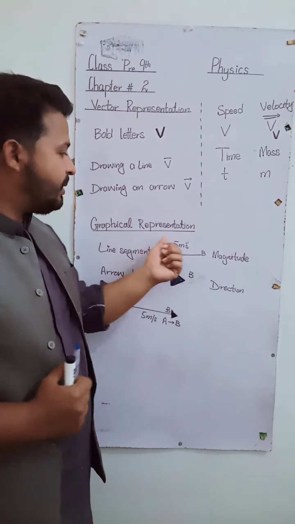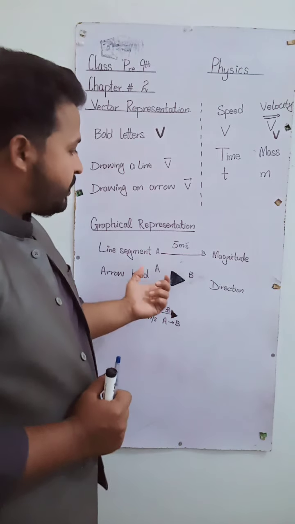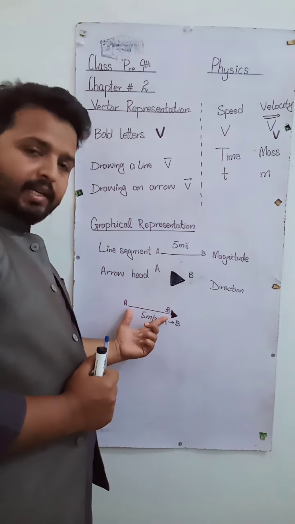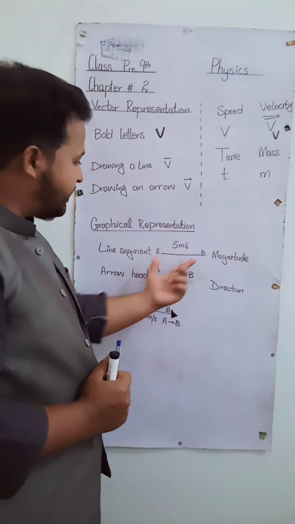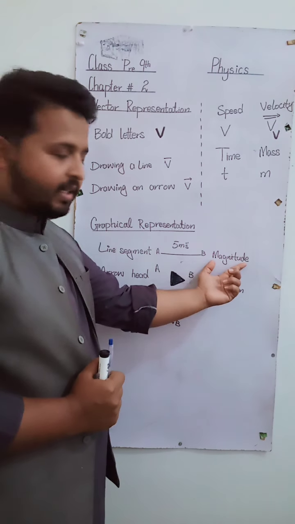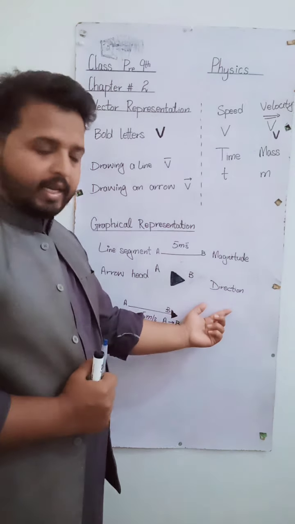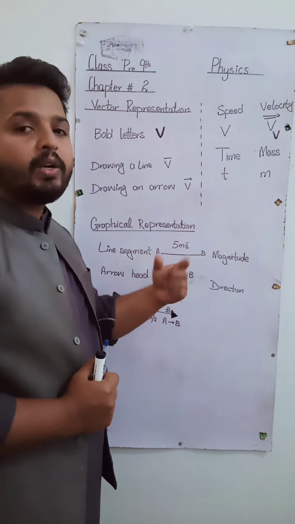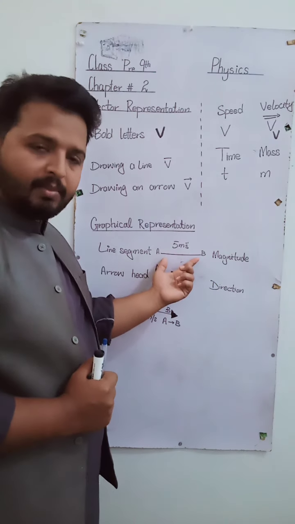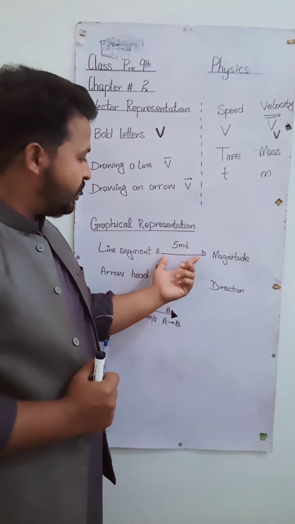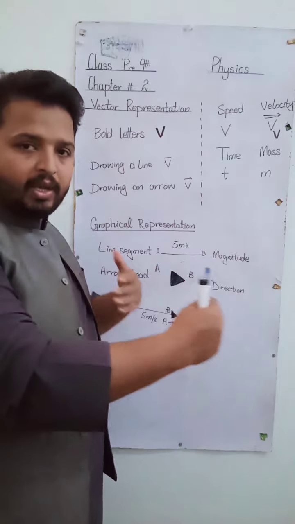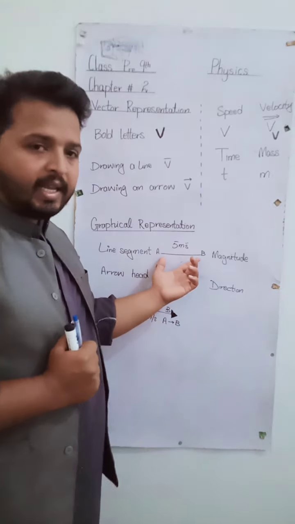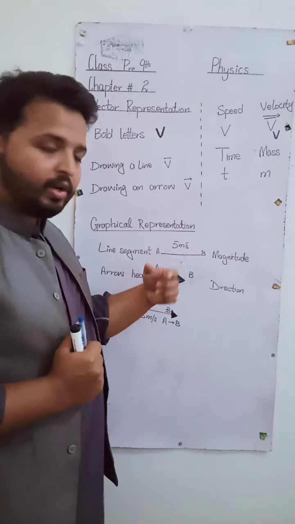Now graphical representation. If we want to represent a vector quantity graphically, then we will draw a line and an arrow. This line shows the magnitude of the vector and this arrow shows direction. For example, for 5 meter per second, this line is drawn according to scale. If this is 10 meter per second, then according to scale, the length of this line will be more. If it is 15 meter per second, then we will increase the length of the line according to scale.